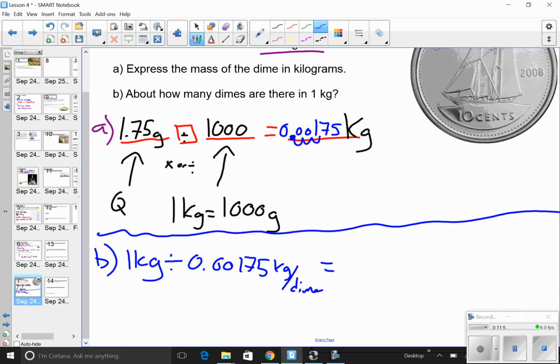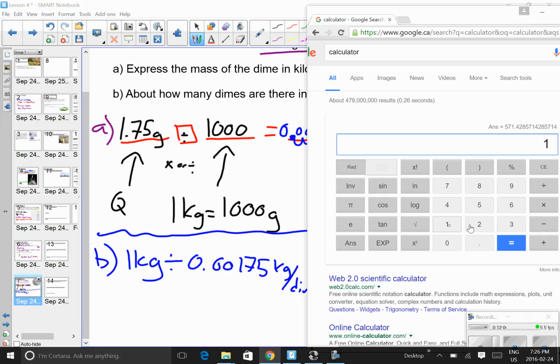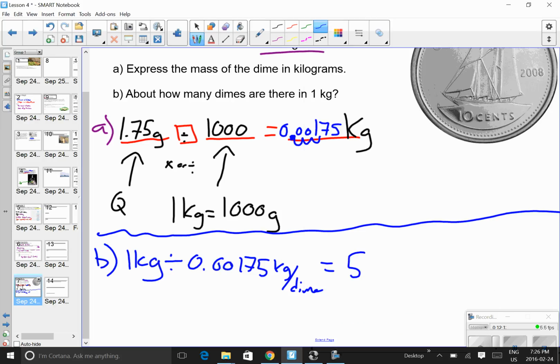That one I can't really do in my head. So I'm going to do 1 divided by 0.00175. There's my answer, 571-ish. So it's 571 dimes. Awesome. So 571 dimes is the same as 1 kilogram, if you can picture that as a referent.